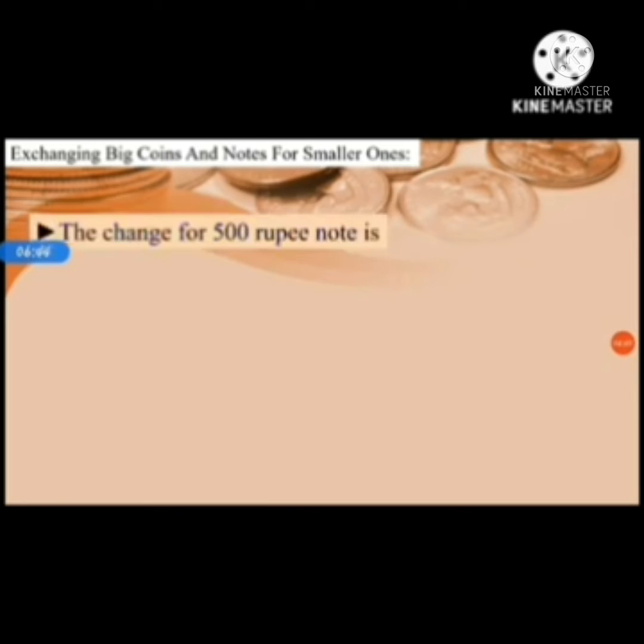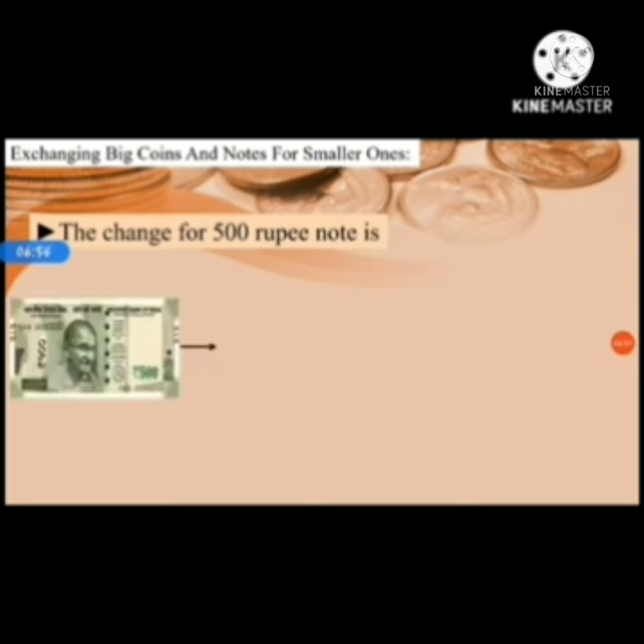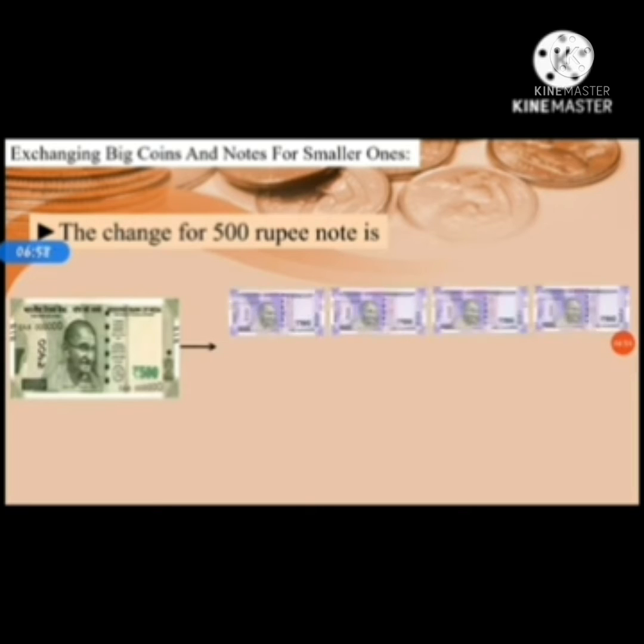Okay, now next, exchanging big coins and notes for smaller ones. These are bigger notes. Now the change for 500 rupee note is, how will we get it? Let's see. Can you tell me this? Very easy it is. Now see, 100 rupees. How many notes? 100 rupees.